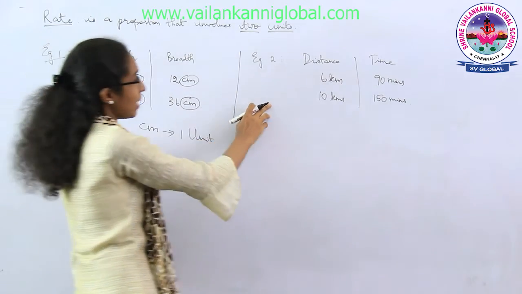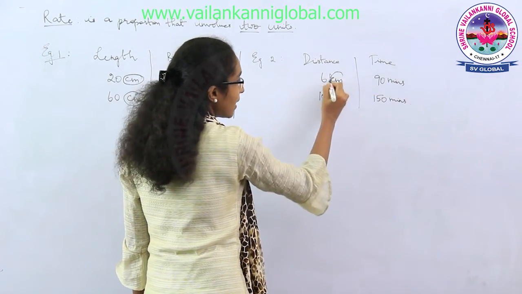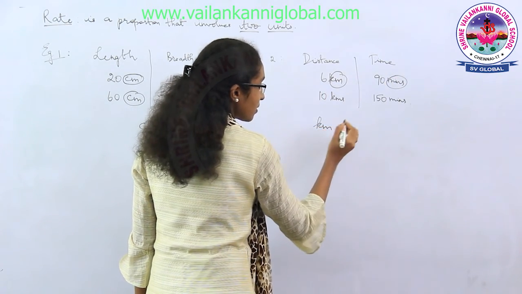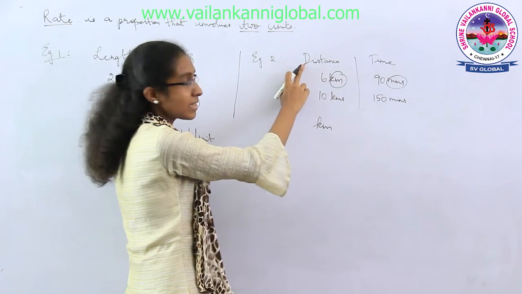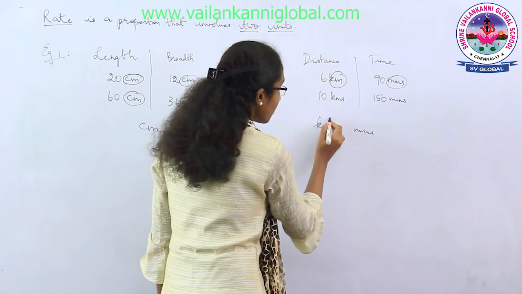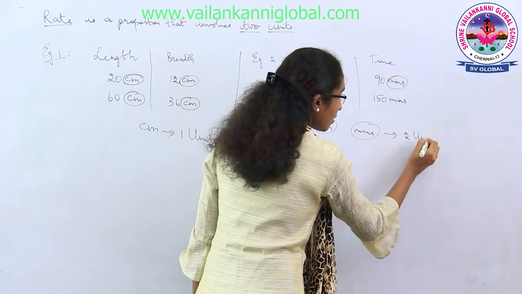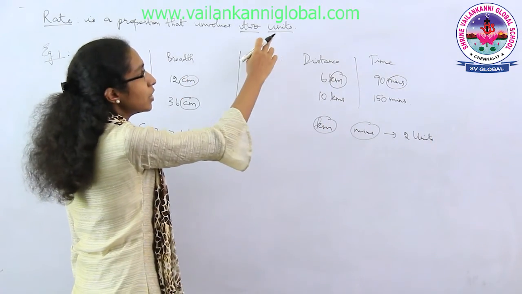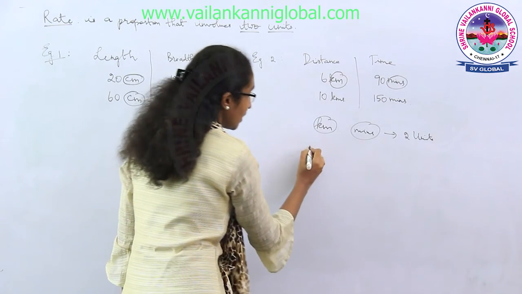Whereas in the second example, we have distance and time. So we have kilometer and minutes. So we have kilometer, which is 1 unit, which gives distance, and minutes, which represents time. So we have kilometer and minutes as 2 units. So rate is a proportion that involves 2 units. So example 2 is said to be a rate.